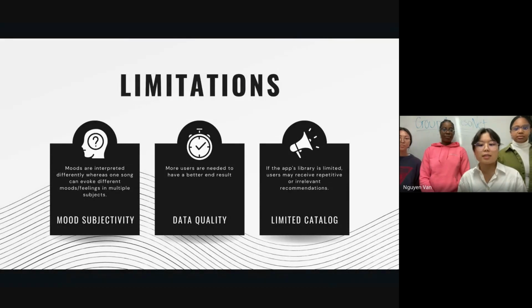And the last one is the limited catalog. Now the library is only about 500 to 1K songs in general. So the more we go on the way, we want to have more songs, which can provide a more efficient playlist when the user inputs their data.